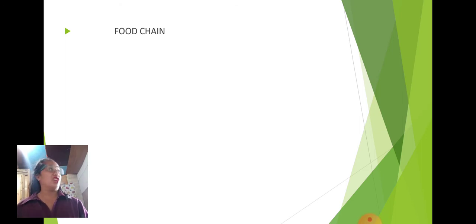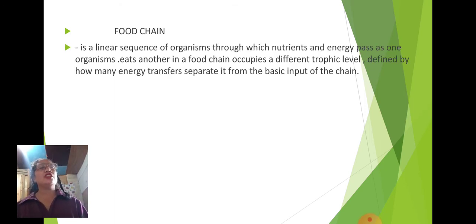What is a food chain? Yes, you're right, you're correct. A food chain is a linear sequence of organisms through which nutrients and energy pass as one organism eats another. Organisms in a food chain occupy different trophic levels. I told you before, there are two different trophic levels.